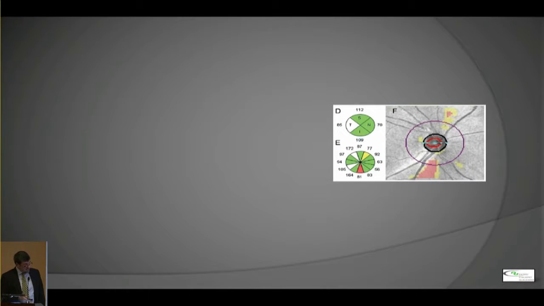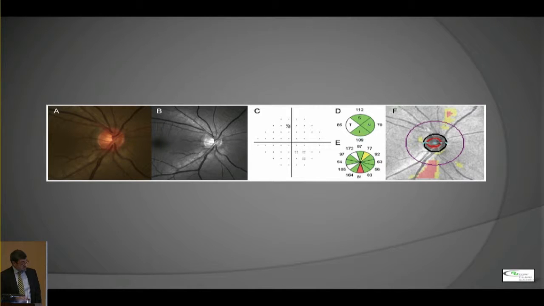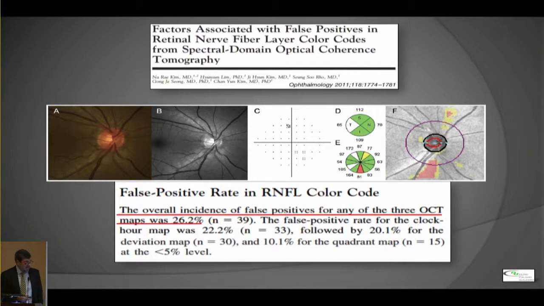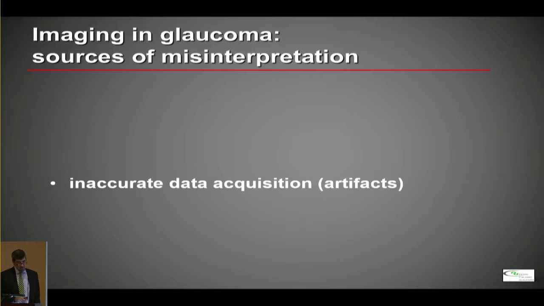As you can see, this is a case where there is a local defect at the inferior pole by OCT. The optic nerve is totally normal, the red-free nerve fiber layer image is totally normal, and the visual field is totally normal. This is a clear false positive coming out from an OCT analysis. And again, we can expect 1 out of 4 normal patients to have an abnormal result on OCT, and we have to be cautious when we are evaluating the results of our imaging technology.